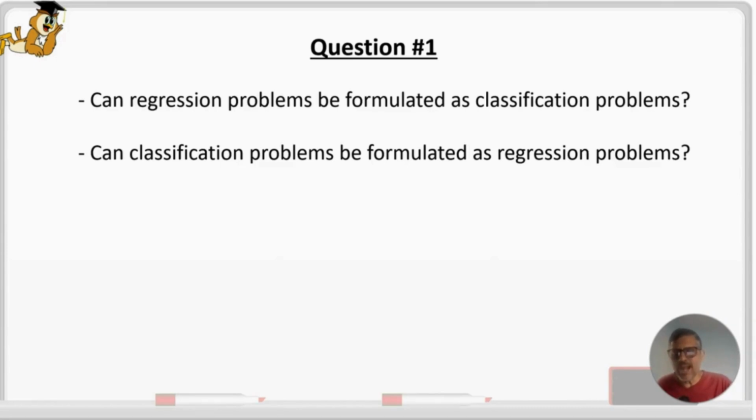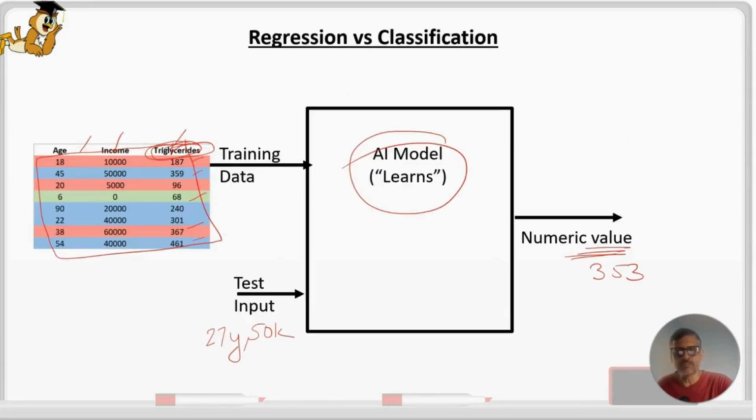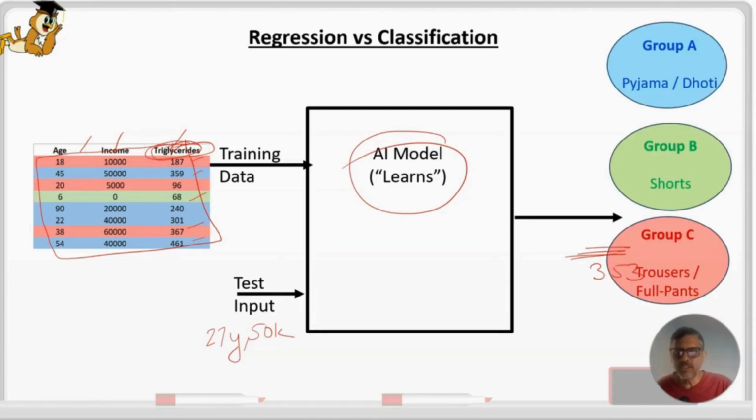So let me tell you why I had this question in my mind when I looked at these things for the first time in my life. Remember, in classification we had categories, whereas in regression we have numerical values. What if we defined a very large number of categories? For example, if the value of cholesterol goes from 100 to 400, or let's say 500, why couldn't you define 350 categories?